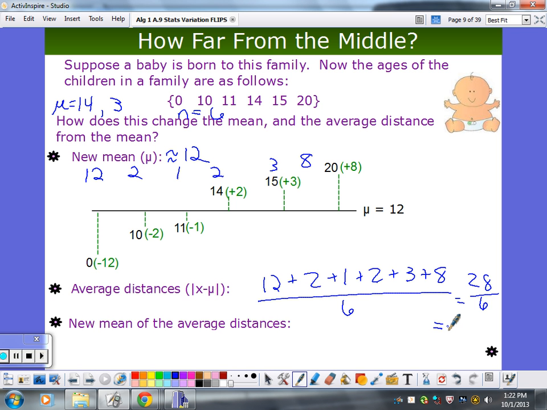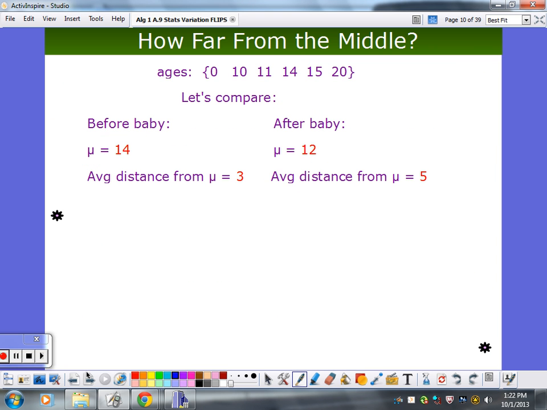What is that? 4.6, so approximately 5. So now we went from being 3 years away to being 5 years away in terms of average. So let's see, before the baby, our mean was 14, and our average distance was 3. After the baby, our mean is 12, and our average distance from the mean is 5.